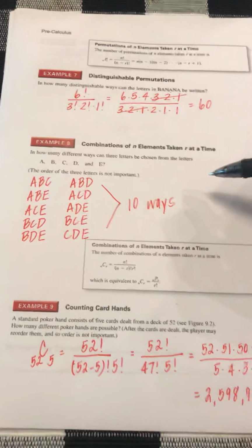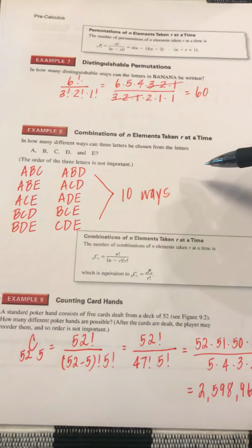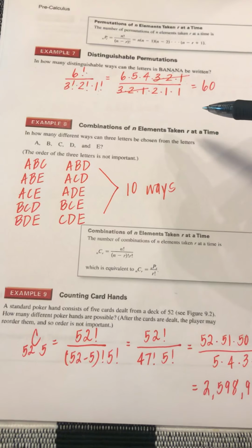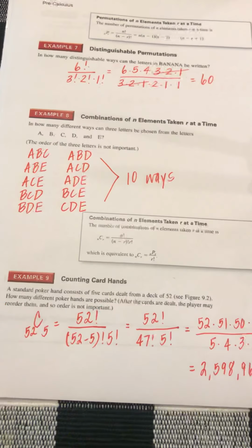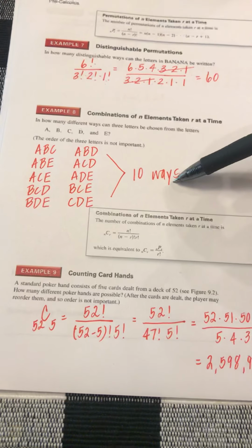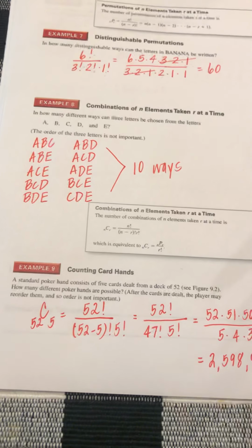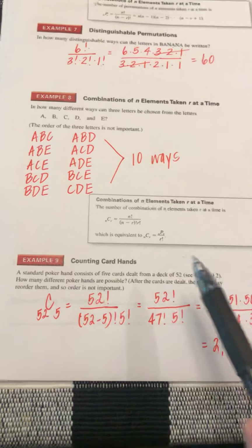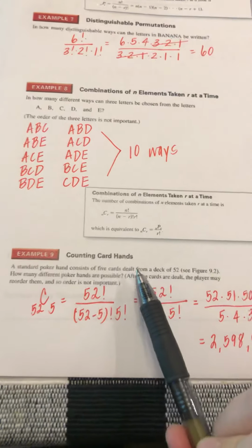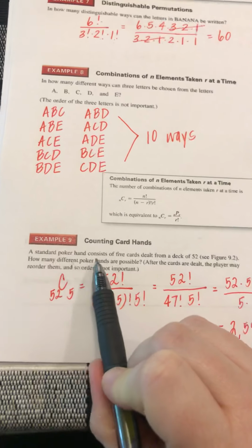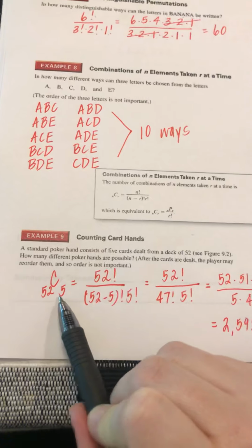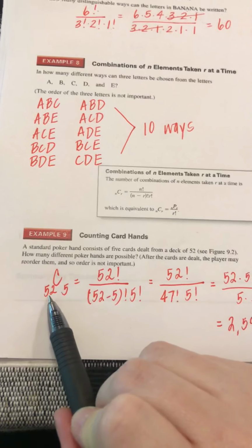How many different ways can 3 letters be chosen from the letters A, B, C, D, and E? The order is not important. Okay, so I listed 3 ways, order not being important, and that would be 10 ways with 3 letters at a time. A combination, order is not important. A permutation, order is.